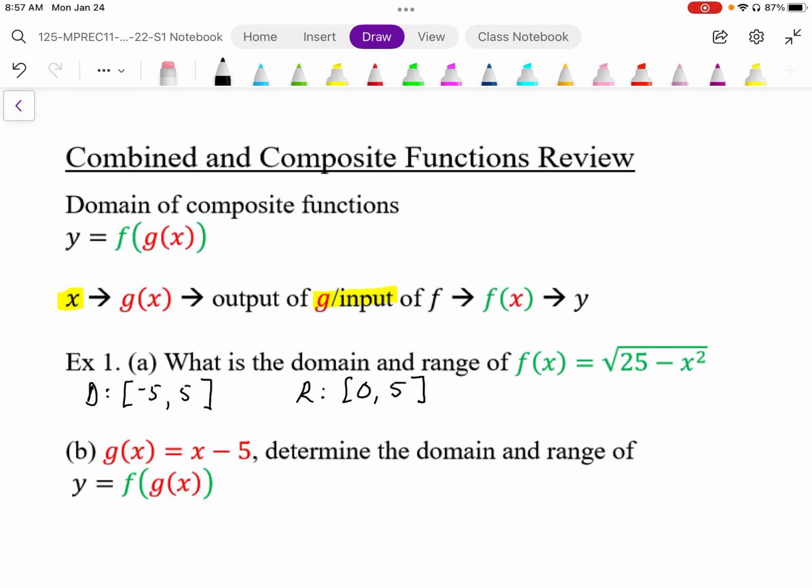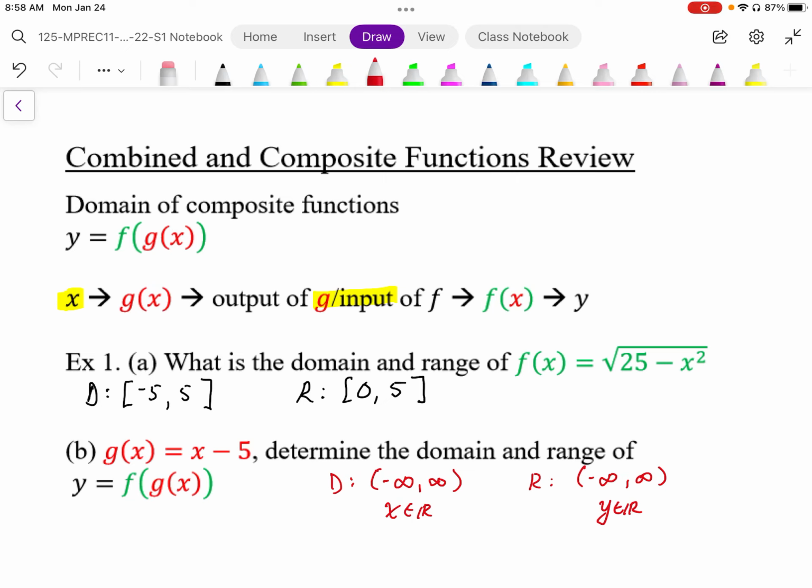Okay, so we are now looking at g, which is going to get embedded into f. Now, g is a linear function, and since it's a linear function, the domain is going to be all real numbers. We can write this in bracket notation as that. This is the same as x is all real numbers. And then the range of that function is going to be the same.